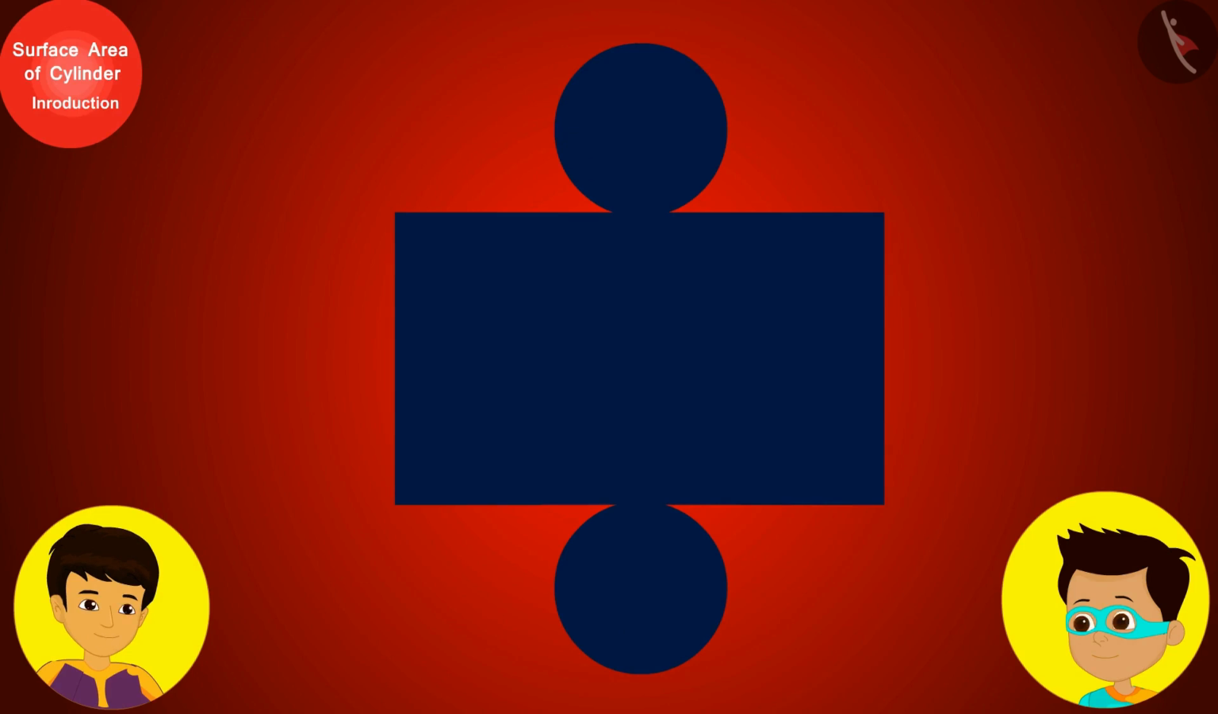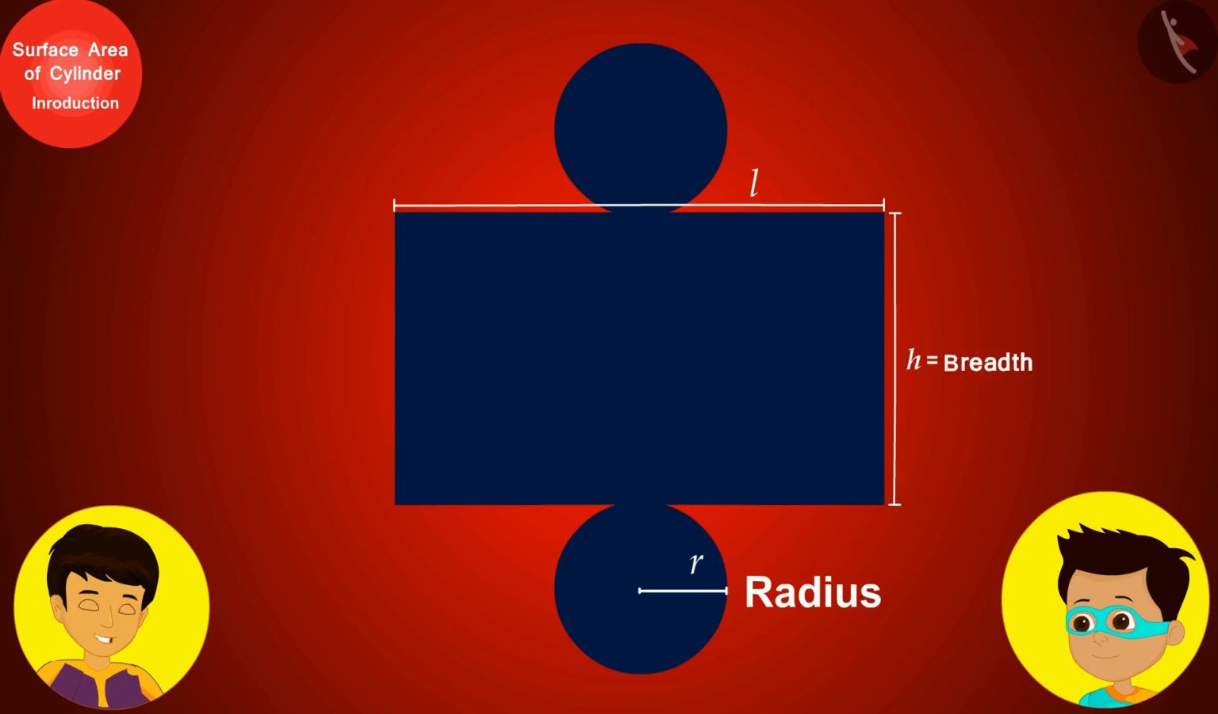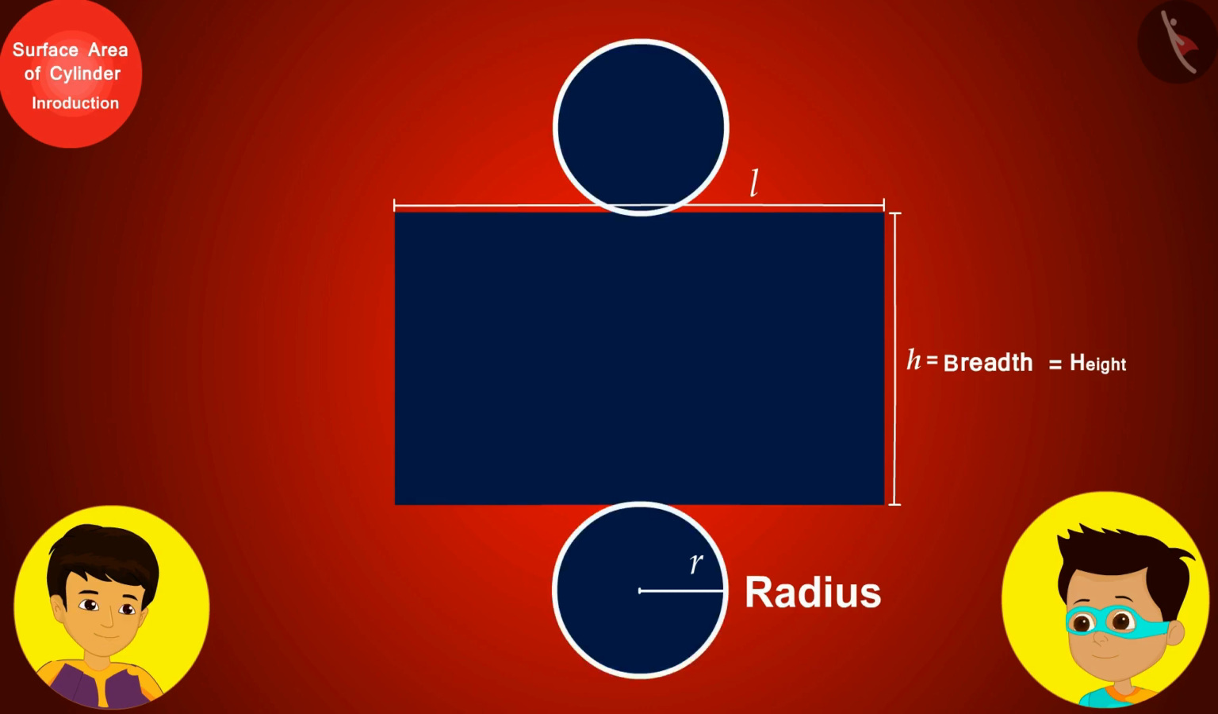As you can see, the radius of the circular base is r, the length of the rectangle is l, and breadth is h. You also know that both the top and the bottom circles of the cylinder are congruent. Therefore, the radius of the top circle will also be r.